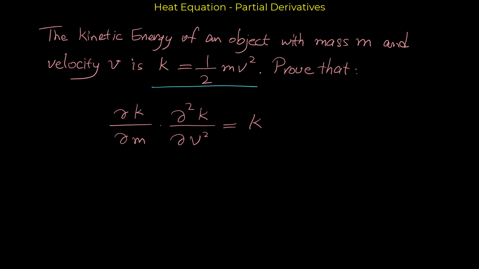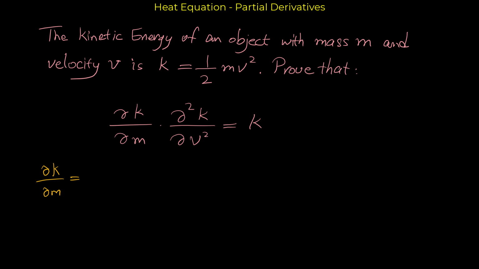So, first we have to find the partial derivative of K with respect to m for proving this relation. For finding the partial derivative of K with respect to m, attention: when we are finding the partial derivative of any function with respect to any variable, we consider other variables as constant. So for finding the derivative of 1/2 mv² with respect to m, v is a constant and m is your variable like x.